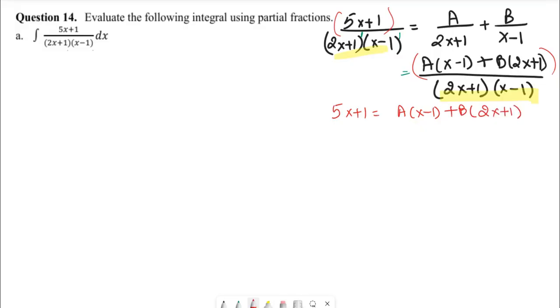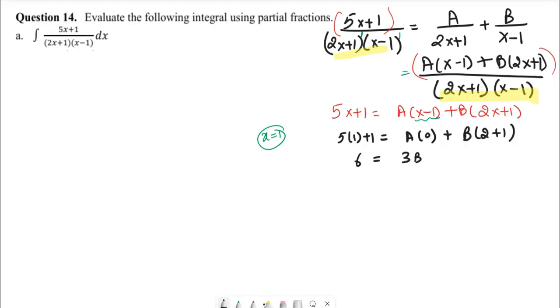To find A and B, we can say this is true for all x. Therefore, we can say this is also true for x equal to 1. This I got from the first factor. So let's put x equal to 1 here. 5 times 1 plus 1 equals A times 0 plus B times (2 + 1). So 6 is equal to 3B, B is equal to 2. So that's the first value.